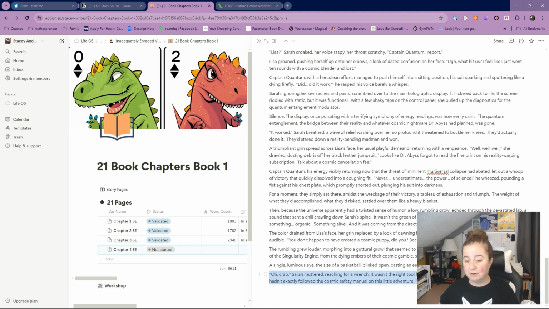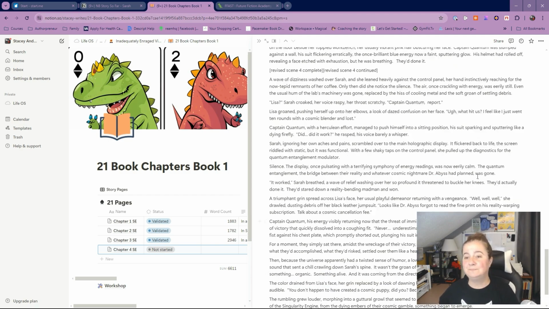Oh crap, Sarah muttered, reaching for a wrench. It wasn't the right tool for the job, not by a long shot. But then again, they hadn't exactly followed the cosmic safety manual on this little adventure. I think we just woke up the neighbors.